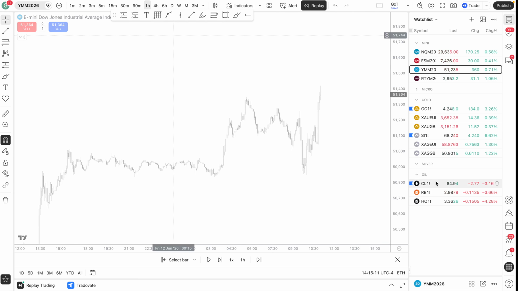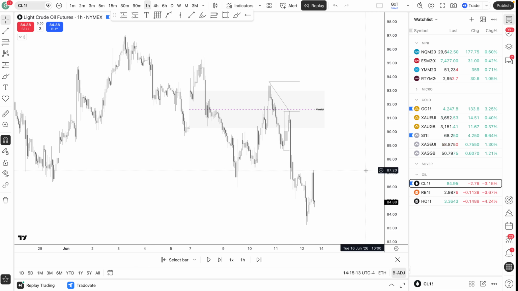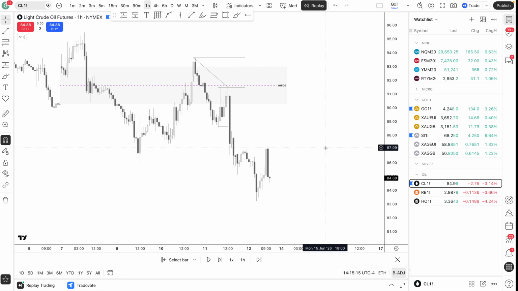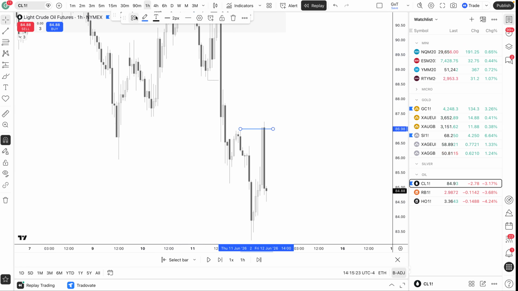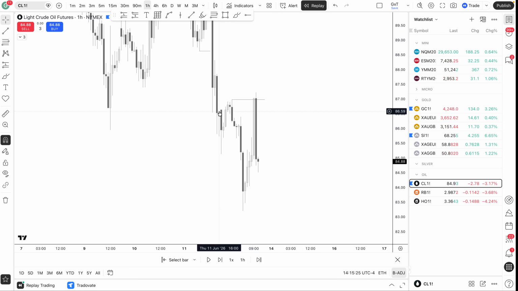Oil was a good opportunity to short too, bro, because of the profile again. Literally the same profile as yesterday. The day displaces away from the opening price of that daily candle. Here's the opening price right here.